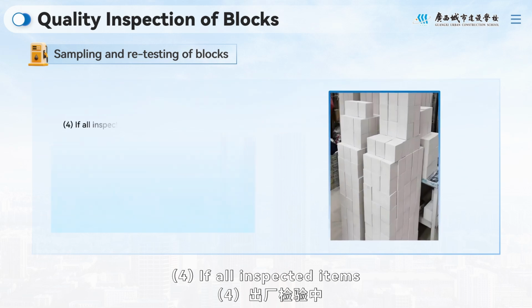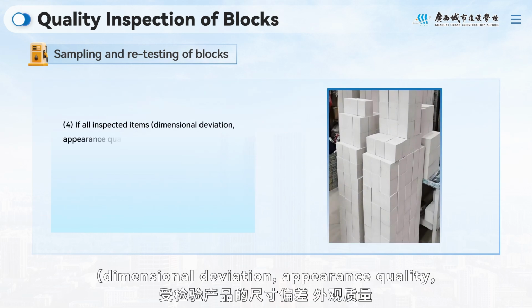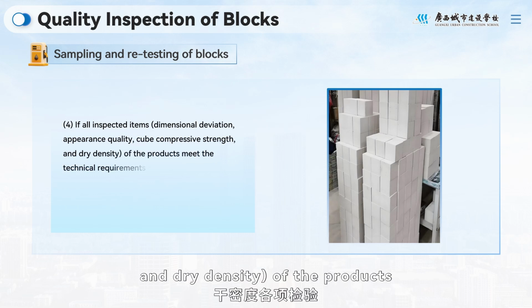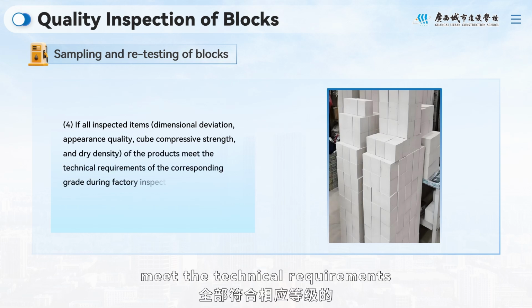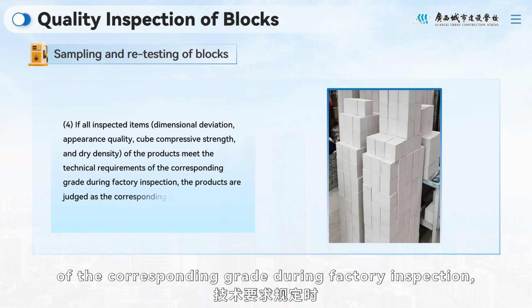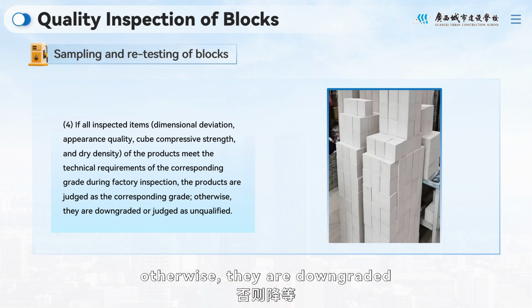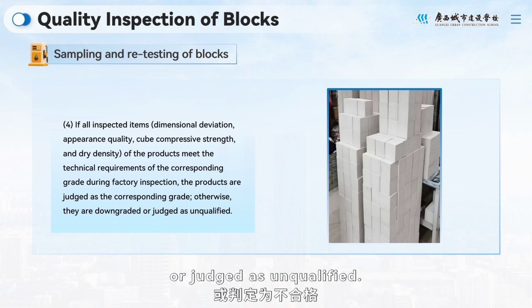If all inspected items, dimensional deviation, appearance quality, cube compressive strength, and dry density of the products meet the technical requirements of the corresponding grade during factory inspection, the products are judged as the corresponding grade. Otherwise, they are downgraded or judged as unqualified.